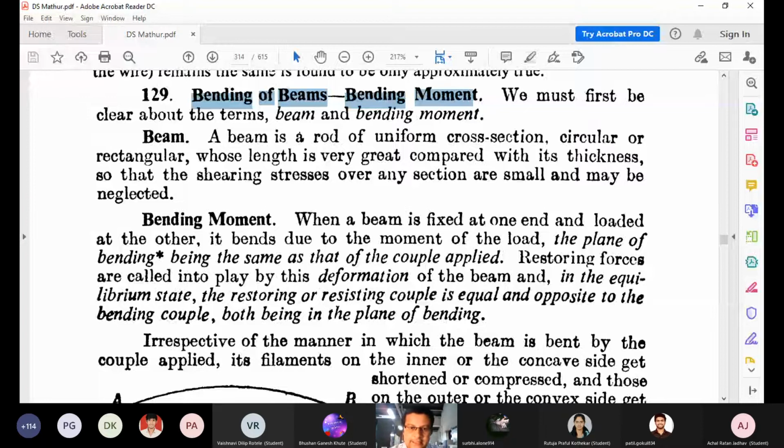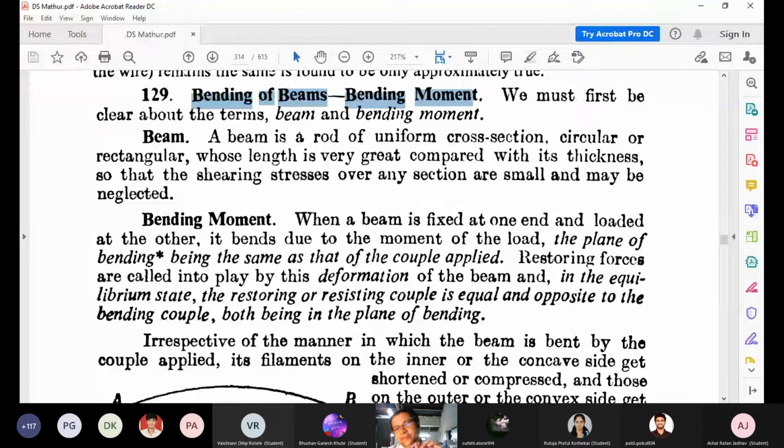So what exactly happens here? Generally a beam, when you define it, you consider it a rectangular rod of uniform cross section, a circular or rectangular cross section, whose length, remember, is great compared to its thickness. Its thickness is very small, but its length is large. So that's the beam you have. You have a beam or a column when you define it, so its geometrical length is more as compared to its thickness. That is the beam you have always.